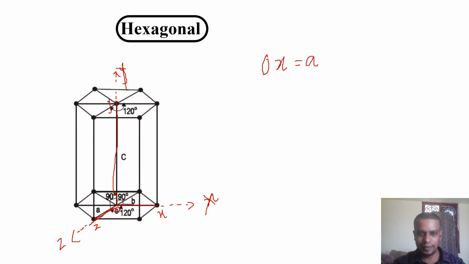Look at the diagram. Here actually it is not equal to b, it is that length also a. In the hexagonal system, all the base lengths are equal. There are six bonds in the top face and the bottom base, each of them having equal length in the hexagonal system. That's why we are calling OX equal to A.